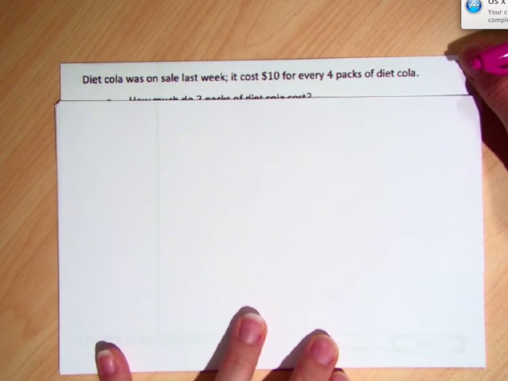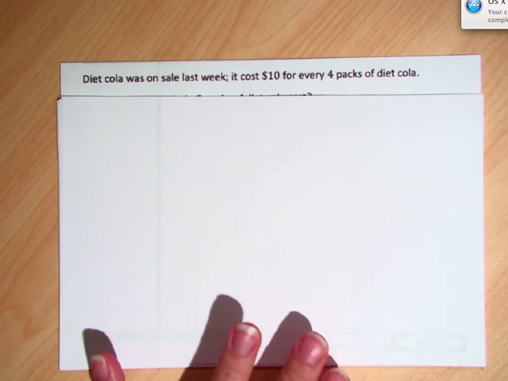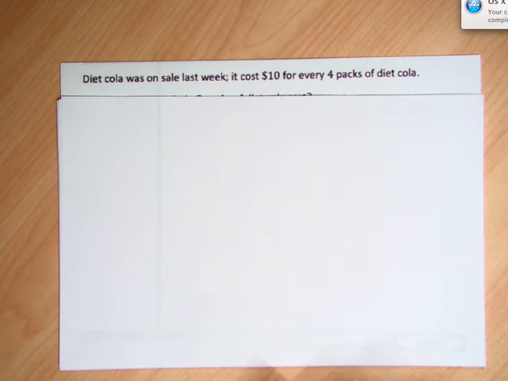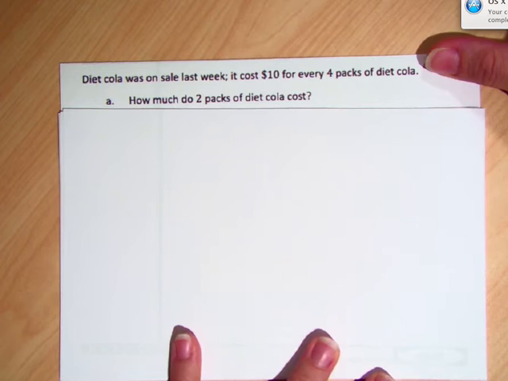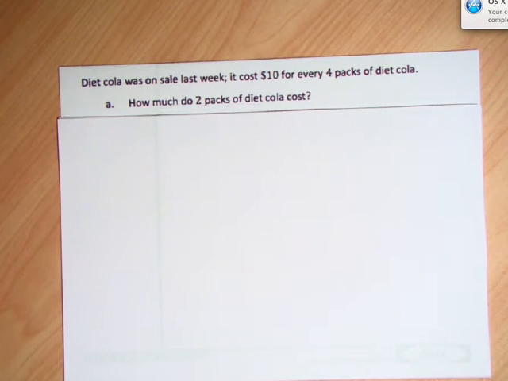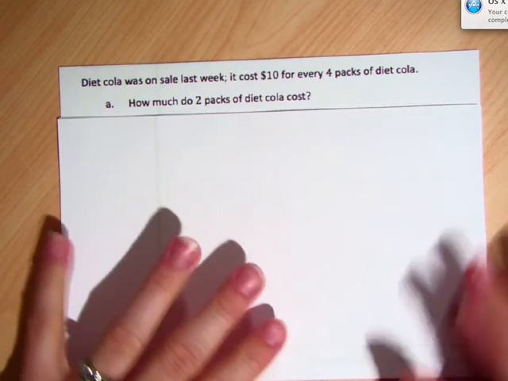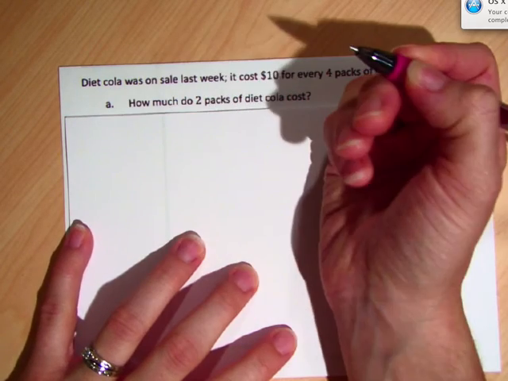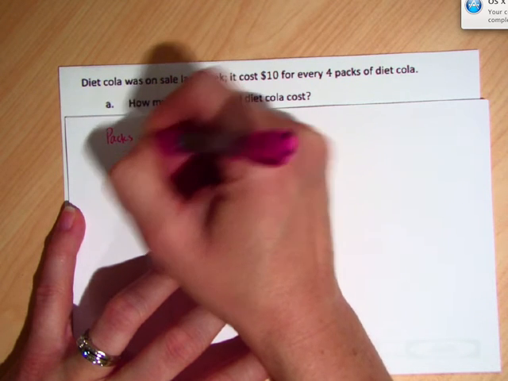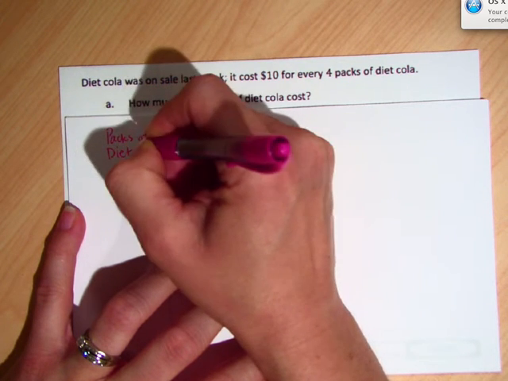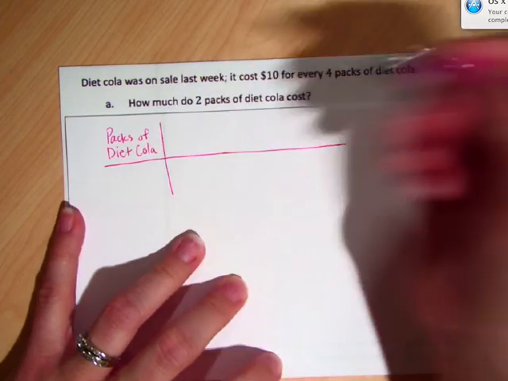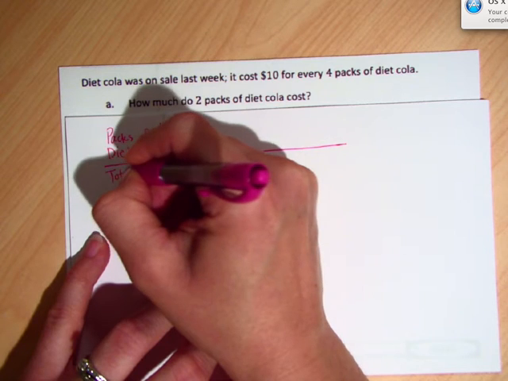All right, let's look at our first example. It says Diet Cola was on sale last week. It costs $10 for every 4 packs of Diet Cola. And we want to know, how much do 2 packs of Diet Cola cost? All right, let's start by making a ratio table. I'm going to do packs of Diet Cola, and we'll do the total cost depending on how many we buy.